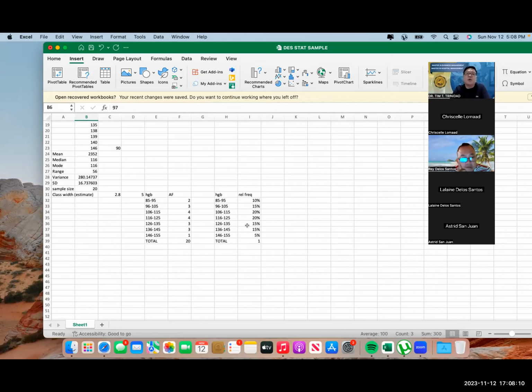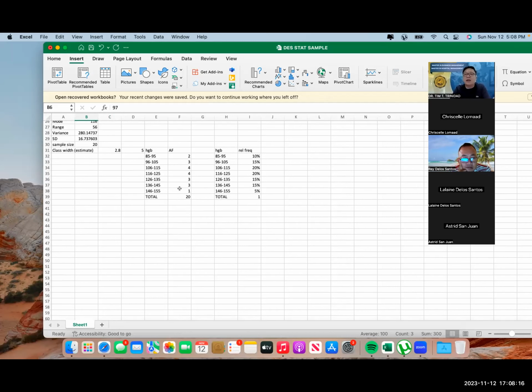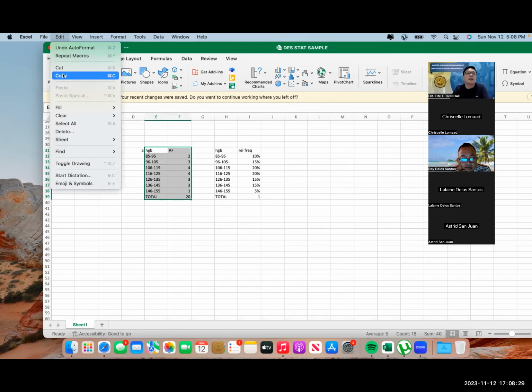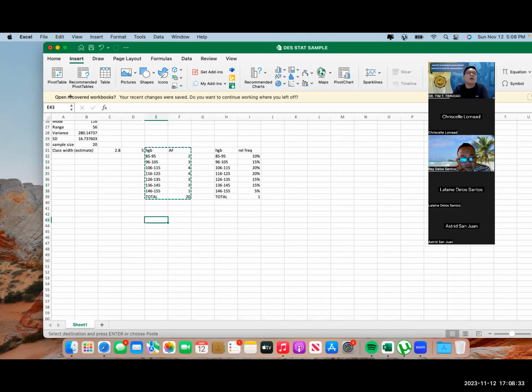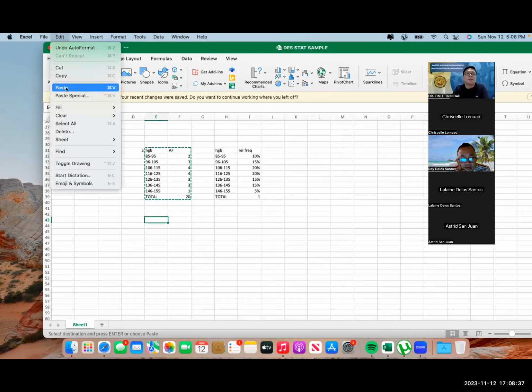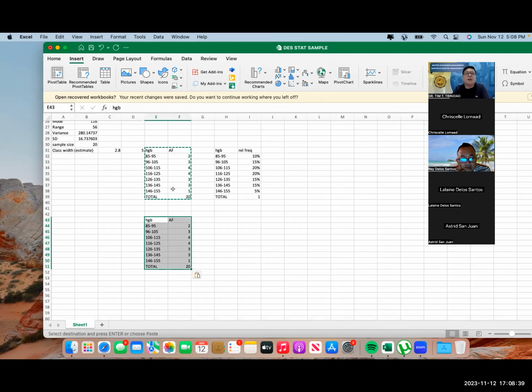Now you want to compute for the relative frequency. What you have to do is, since Excel doesn't like very messy data, you can copy this one. Copy, and paste it somewhere else, anywhere you like. So we just duplicated that.